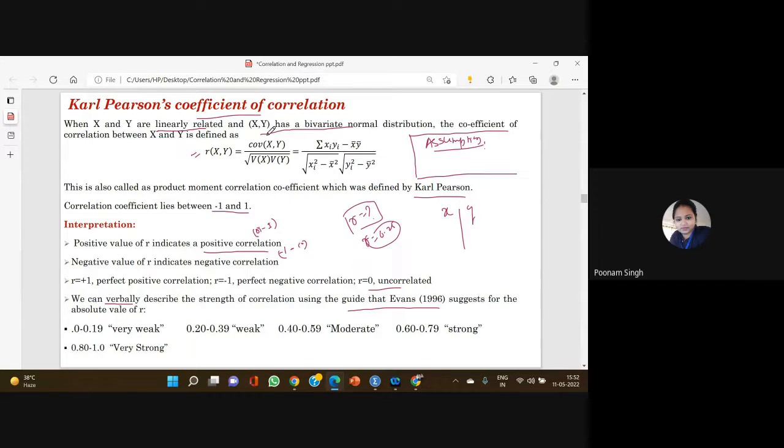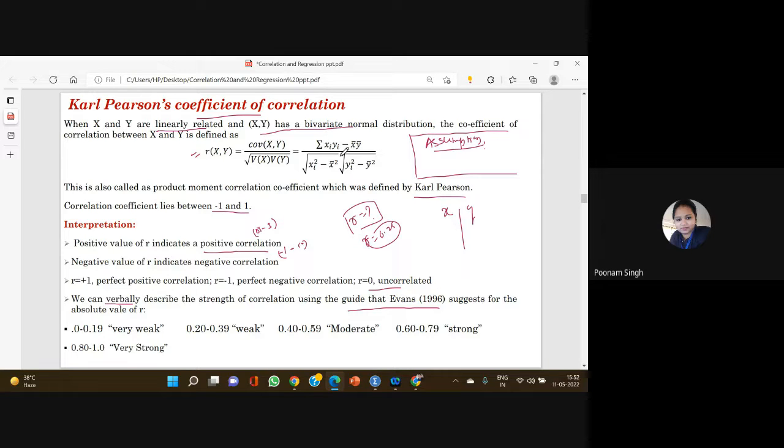Then check the second assumption, that X and Y have a bivariate normal distribution. To check the bivariate normal distribution, check that both variables are normally distributed. Individually also you can check. For that you can draw the histogram for X and Y both, or you can draw the box plot also. And if it is not clear from the box plot, then you can go for the skewness, check the skewness of X and Y. But you will have to verify that X and Y have a bivariate normal distribution. So you can individually check that X is following normal, Y is following normal.